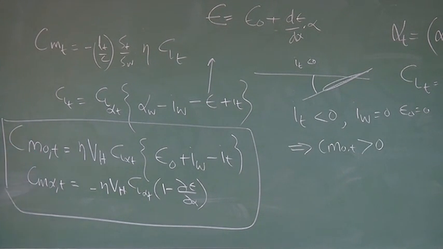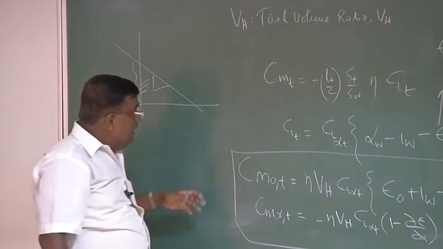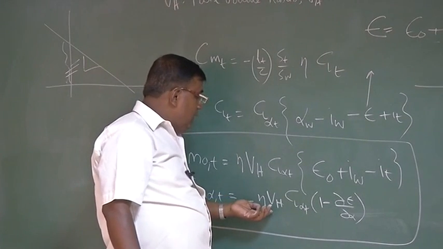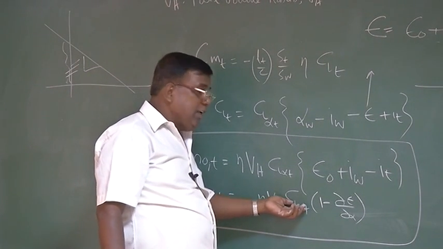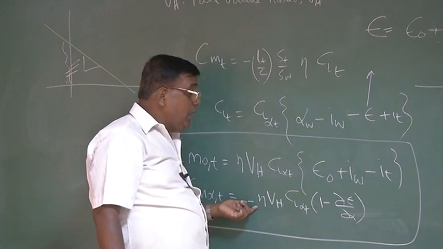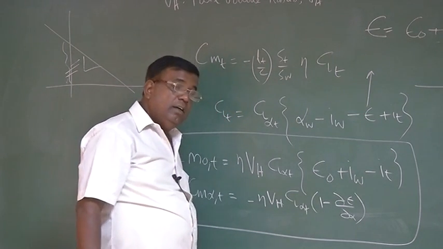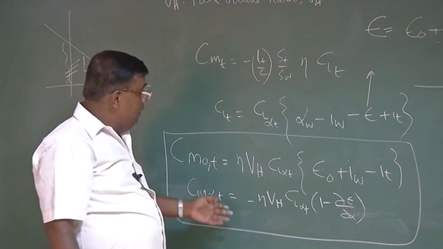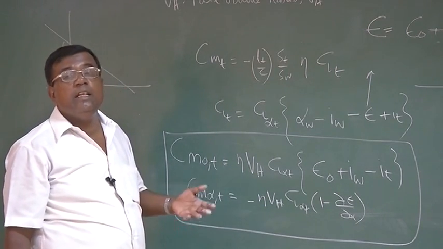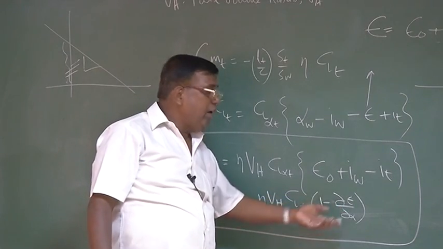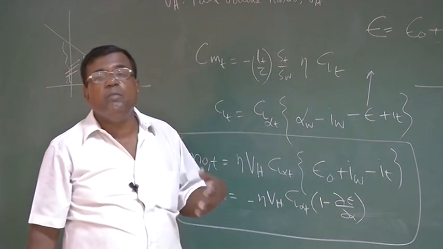Here, the tail also gives a larger value. About the slope, you see, about the slope, the tail is very clear. Eta positive, VH positive, CL alpha tail positive, and there is a negative sign here. So as long as 1 minus d epsilon by d alpha is positive, it will always give CM alpha tail negative, always stabilizing. Typical value of d epsilon by d alpha is maximum only 0.2.